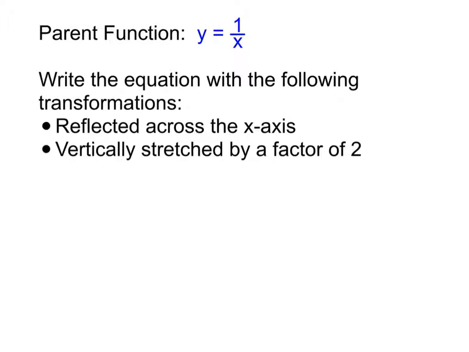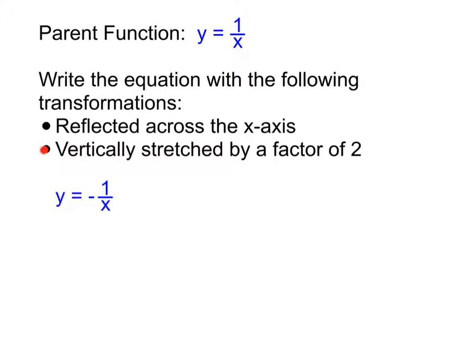All right, so for writing this equation, again, I always start with the basic structure of the parent function. So I start with y equals 1 over x. And then I just start going down my list of transformations. So the first thing here is a reflection across the x-axis. Remember, if I'm going to reflect it across the x-axis, that is, I'm going to flip it upside down, that means putting a negative out in front of it. So that makes it a negative 1 over x.